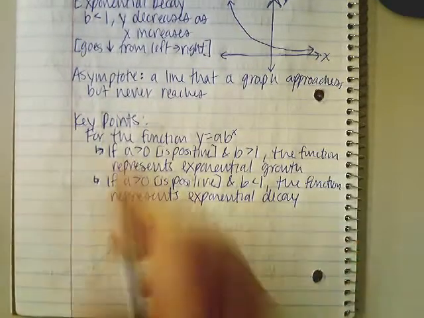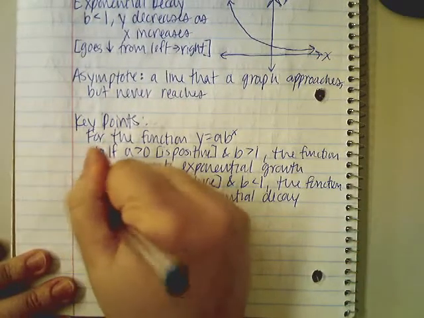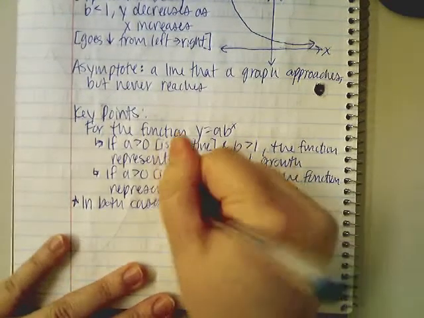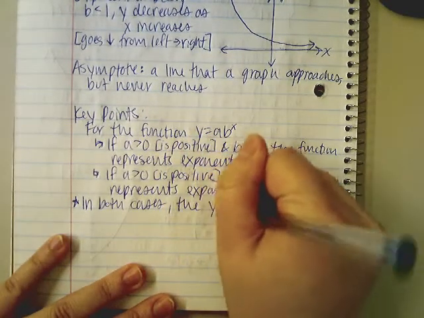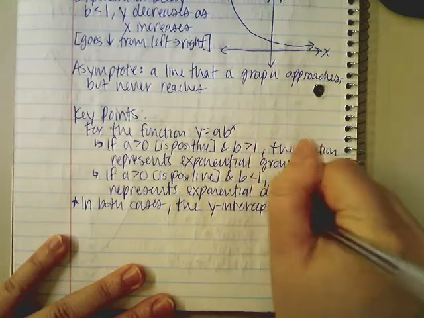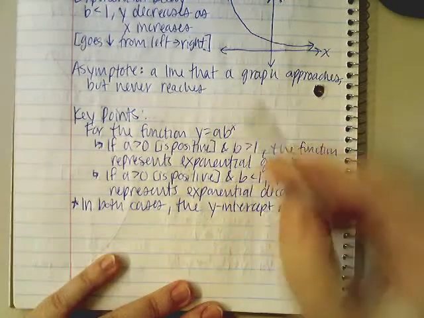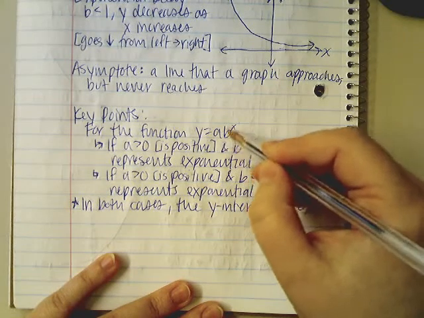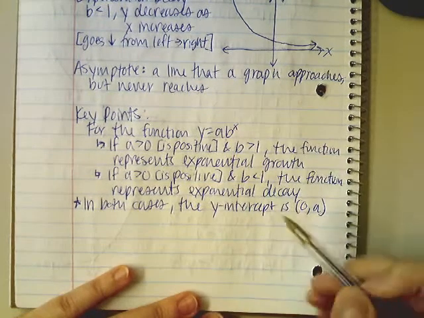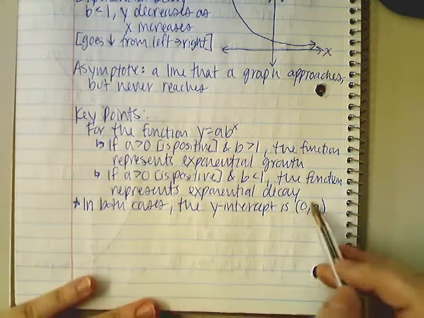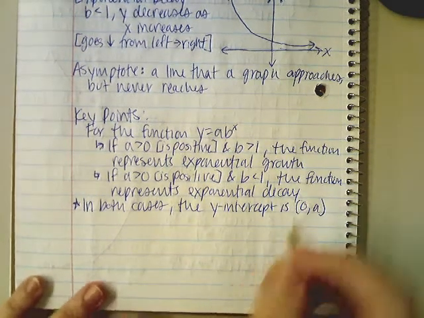In both cases, your y-intercept is 0, comma a, because when I plug in 0 to the exponent, anything to the 0th power is 1, which leaves me with a. So when it's in this form, your y-intercept is always going to be 0, comma a. So whatever your a value is will be your y-intercept.